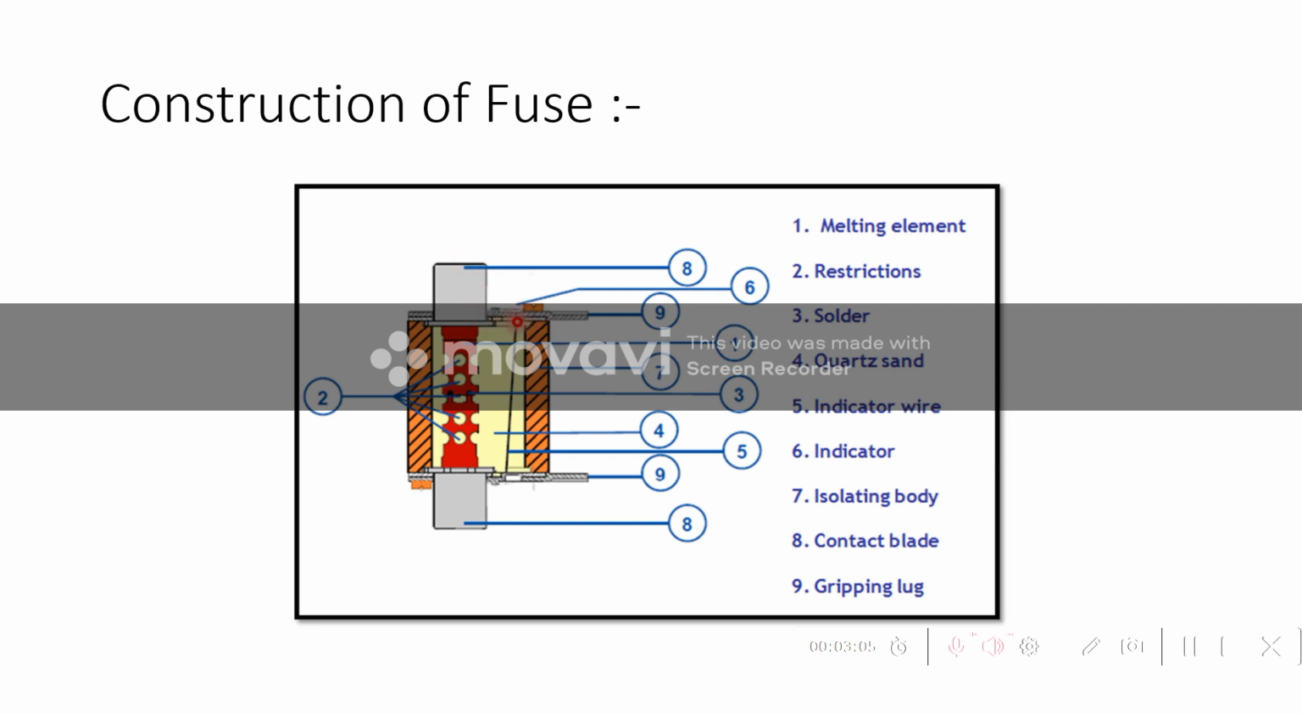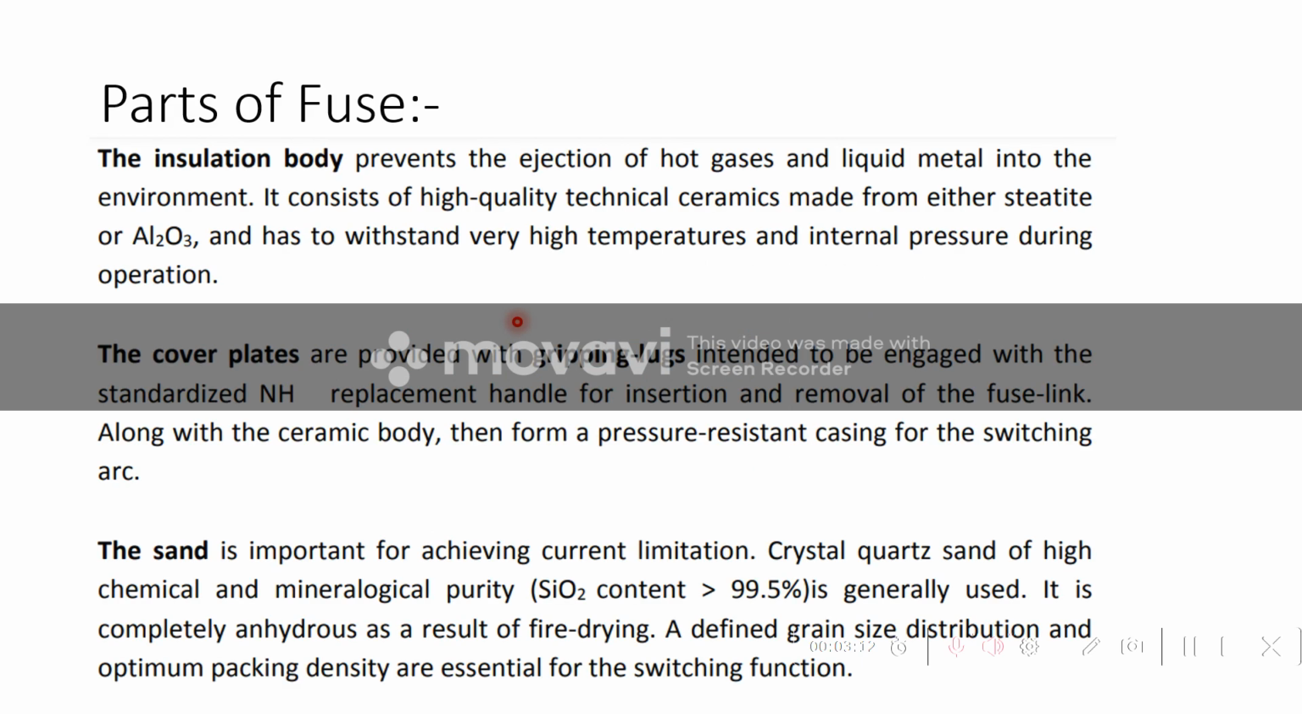So these are the parts. This is the fuse construction, and of the parts of the fuse we'll see about each part. The insulation body prevents the ejection of hot gases and liquid metal into the environment. The cover plates are provided with gripping lugs to withstand any amount of fault.